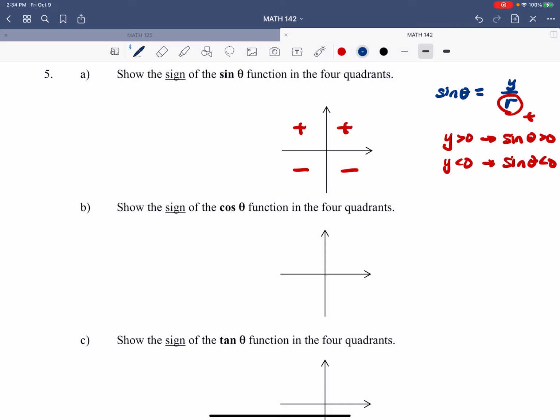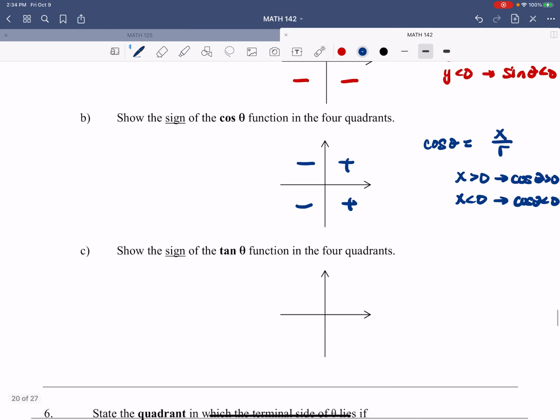Okay, let's think about cosine now. Cosine, remember, is x over r. And again, r is always positive. So that means if x is positive, cosine is positive, and if x is negative, cosine is negative. All right, so if x is positive, that's here and here, right? And if x is negative, that's here and here. So cosine is positive in the first and fourth quadrants. Cosine is negative in the second and third.